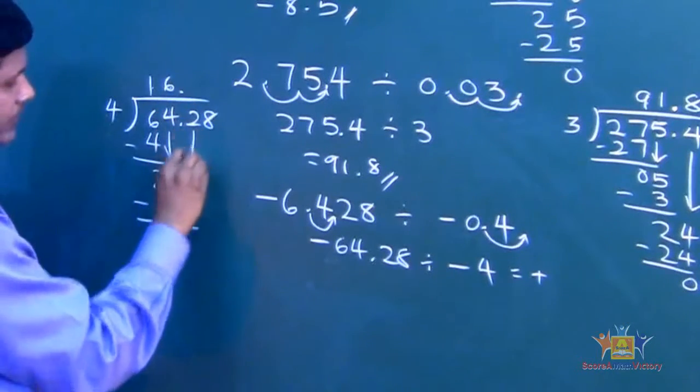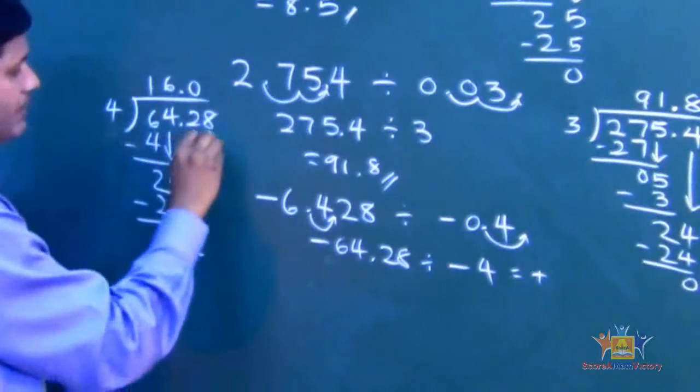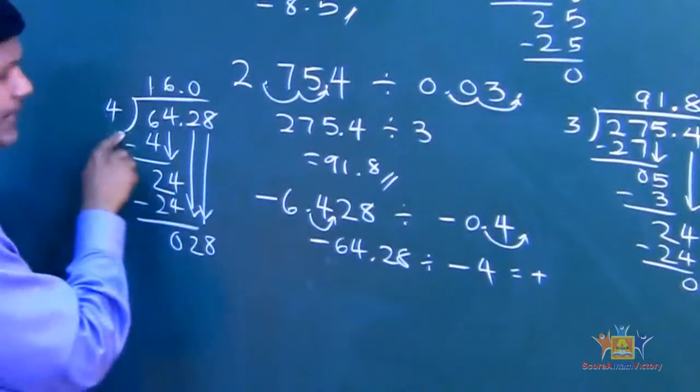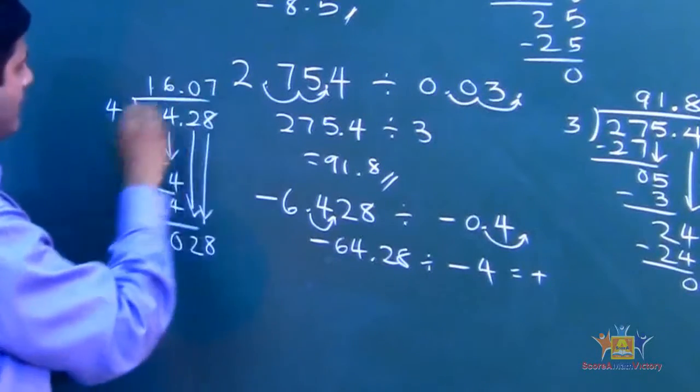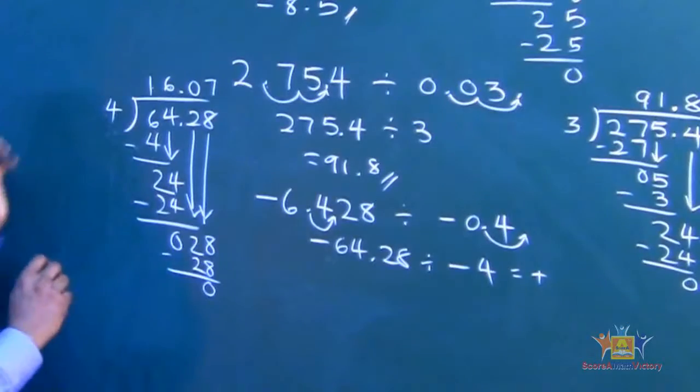Bring it up. Bring the 2 down. In 2 there's how many 4? 0. Make sure you put the 0. And then bring the 8 down. In 28 there's how many 4? 7. 7 times 4 is 28. Minus, give me 0. Then I'm done.